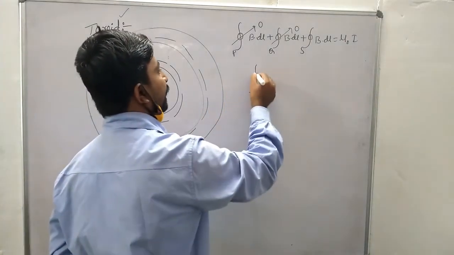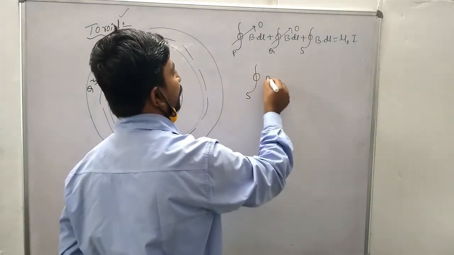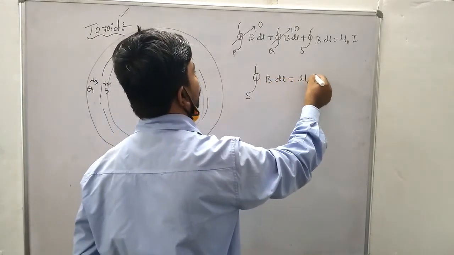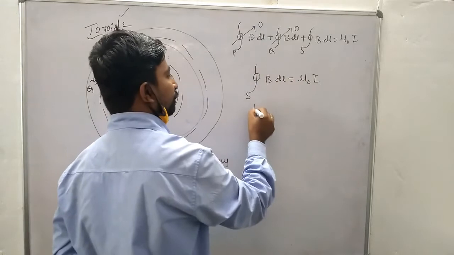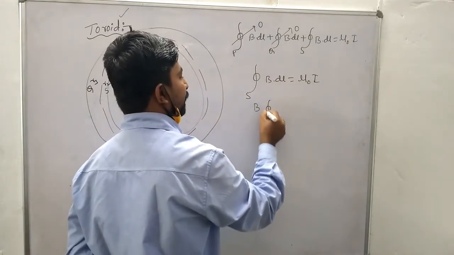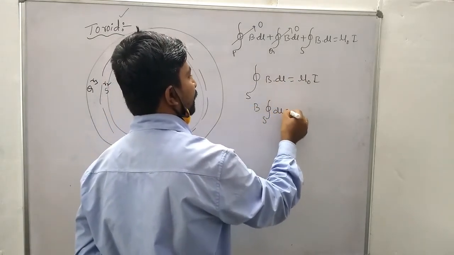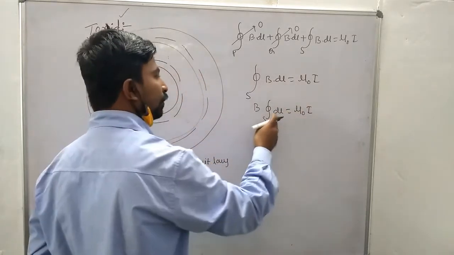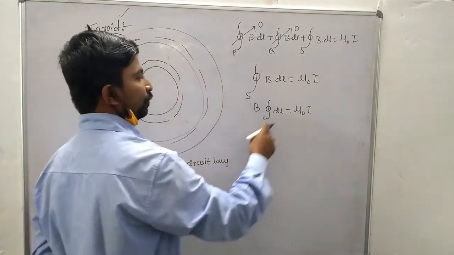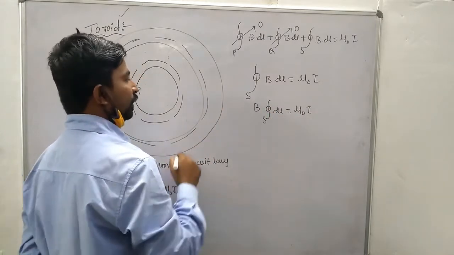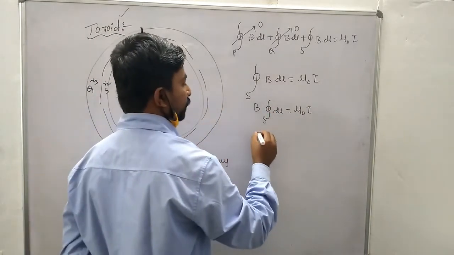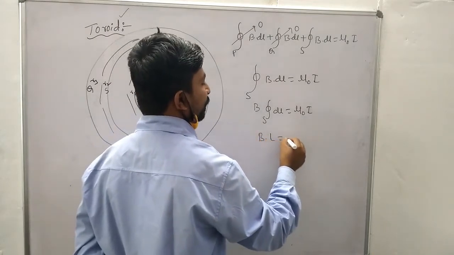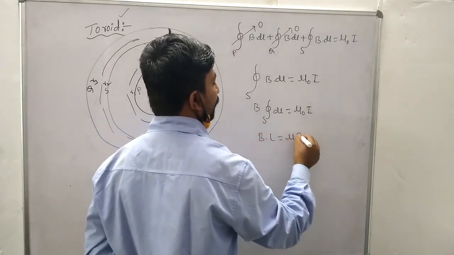Then the line integral of B dl is equal to mu naught I. The line integral of dl, the closed loop, is equal to what? That is the length of the toroid. Therefore we can write B into L is equal to mu naught I.